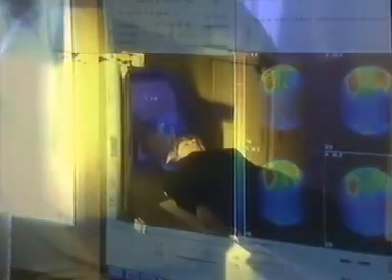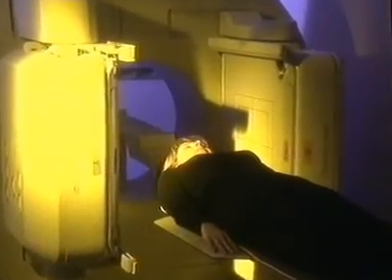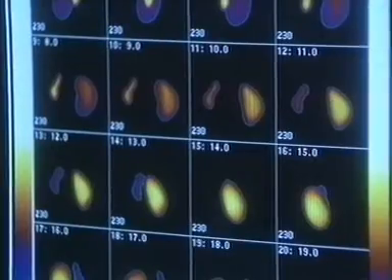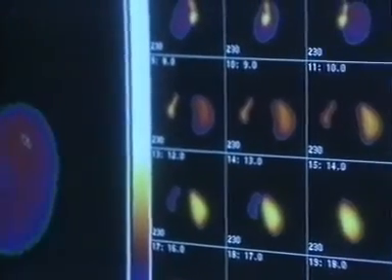Radioactive substances that emit gamma rays, like technetium, can be injected into the body to produce images. This machine has a gamma camera. It detects the gamma rays emitted by the technetium.